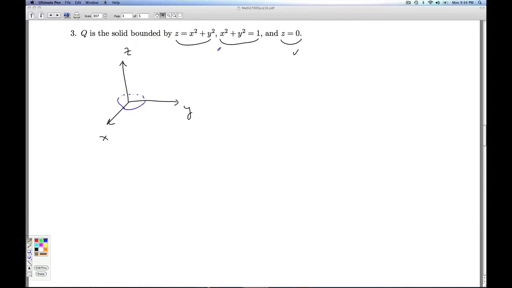But since there's no z variable, we're free to move this up and down. So this is going to be a cylinder of radius 1 centered at the origin. That's what that's going to be. Z equals x squared plus y squared. Well, that's our friendly paraboloid.